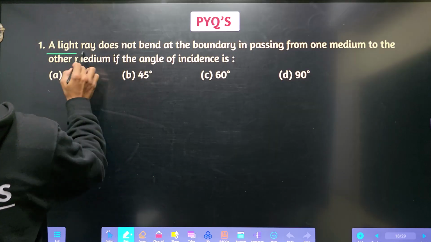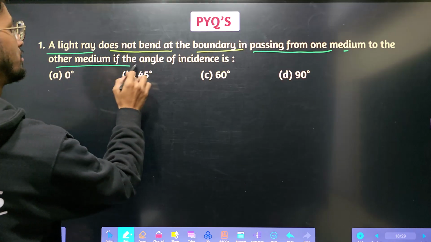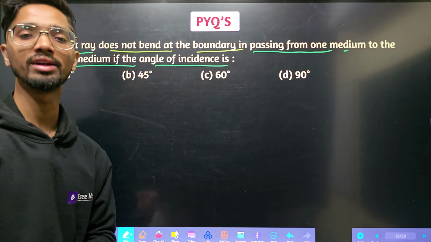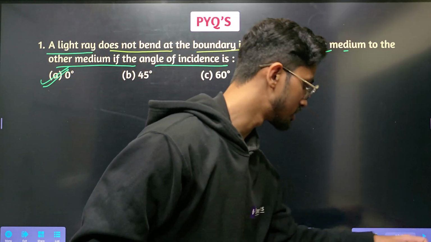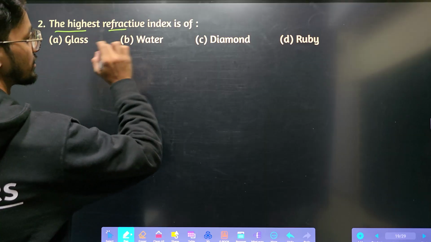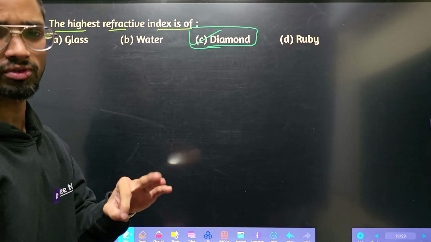The first one: a light ray does not bend at the boundary in passing from one medium to another medium if the angle of incidence is 0 degrees. We learned, right? For undeviated ray, it will be 0 degrees. Next, the highest refractive index is of diamond. Remember this: highest is of diamond, lowest is of air.